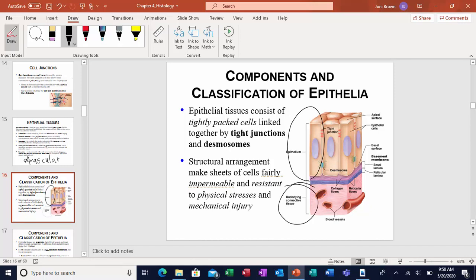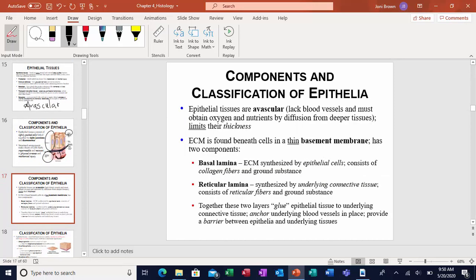Now, in looking at the graphic there, the epithelial tissue right here, all of that, sits on top of this underlying connective tissue. You see how it's sitting there. It gets all its nourishment from these blood vessels that are down here, and it diffuses up into the epithelial tissue. The top surface of the epithelial tissue is called the apical surface. Now, as I said, it's avascular. The extracellular matrix that's beneath the cells makes a very thin basement membrane.